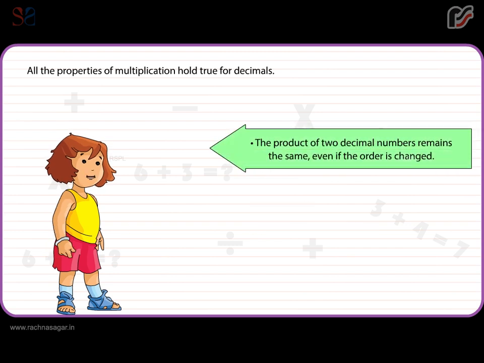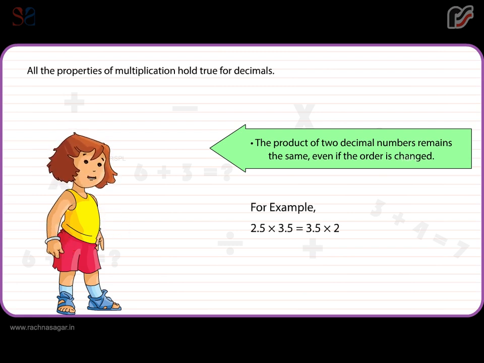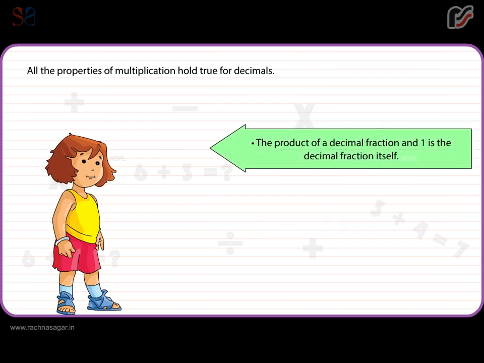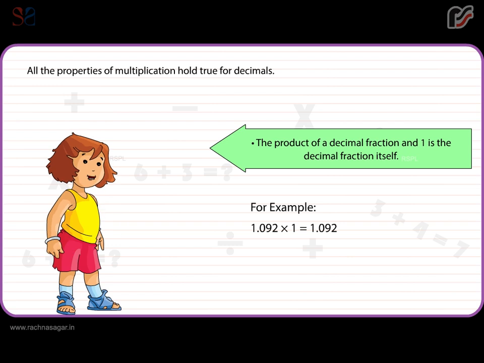The product of two decimal numbers remains the same even if the order is changed. For example, 2.5 multiplied by 3.5 is equal to 3.5 multiplied by 2.5 is equal to 8.75. The product of a decimal fraction and 1 is the decimal fraction itself. For example, 1.092 multiplied by 1 is equal to 1.092.